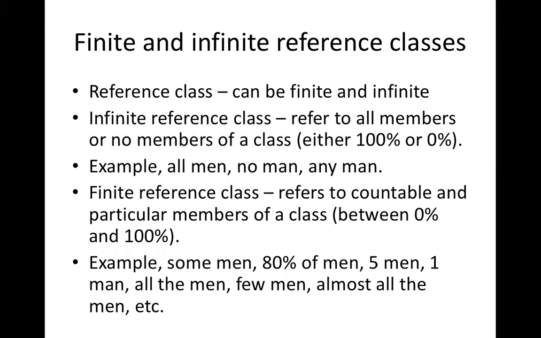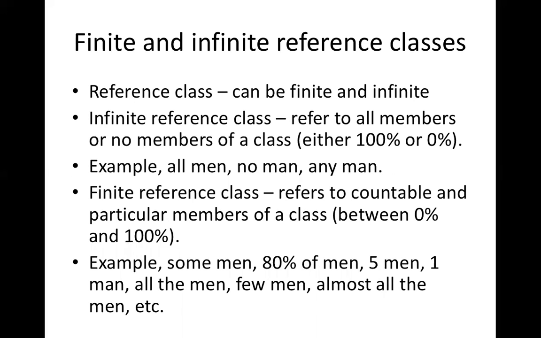On the other hand, the finite reference class refers to countable or particular members of a class between 0 and 100%. Example, some men, 80% of men, 5 men, 1 man, all the men. Now remember that all the men is not the same as all men. All men is uncountable. All the men is countable. You can have all the men in this class. It is different from all men. When you say all men, you can't count them. Few men, of course, few men are countable. Almost all the men, that's countable. So these are countable terms.